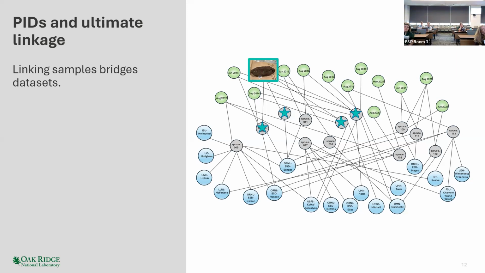We can take this sample, we've got our original sample here, and we can link it to the 4 data sets it's currently cited in, right? Perfect. We've got a PID. It's globally unique. Love it.